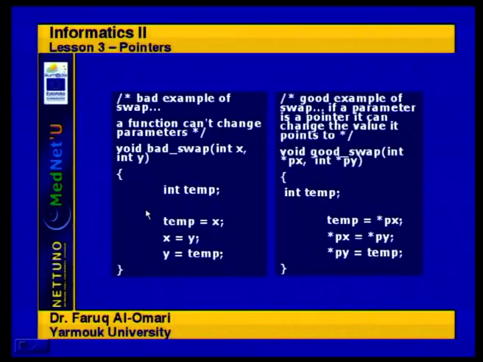In this example right here, which we called bad swap, it's a function which returns a void value, which basically takes two parameters of type integer. The first parameter is x, second is y, and what I would like to do is to swap or exchange the content of x with the content of y.